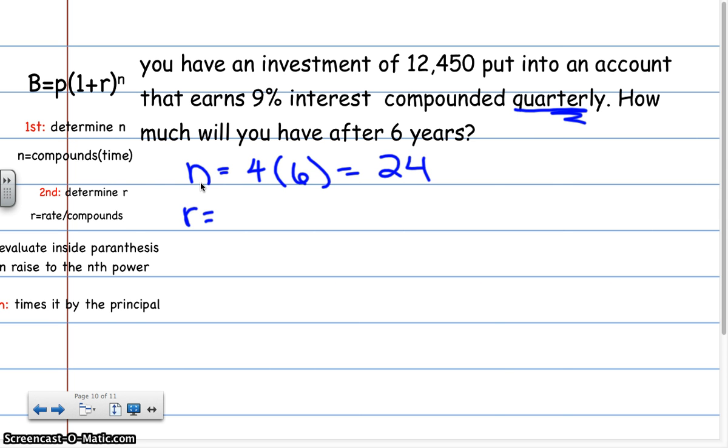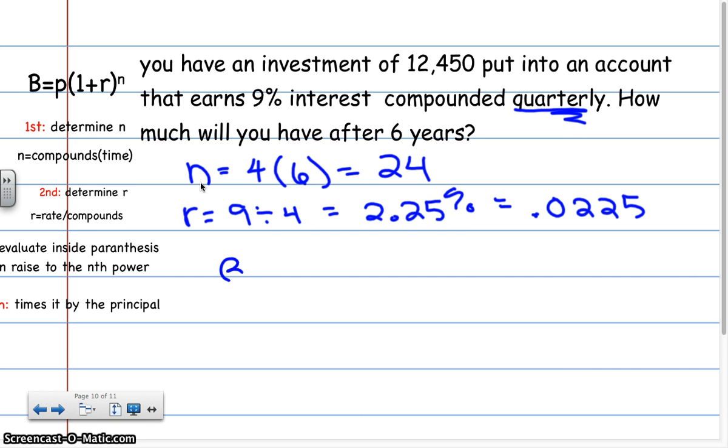R, now I get a lot of students messing this R part up, so be so careful. R is equal to our interest rate divided by our compounds, which I think is 2.25, right? Yeah. That's your percent. We got to convert that to a decimal. Maybe you want to convert it to a decimal first, whatever's best for you. So this should be 0.0225.